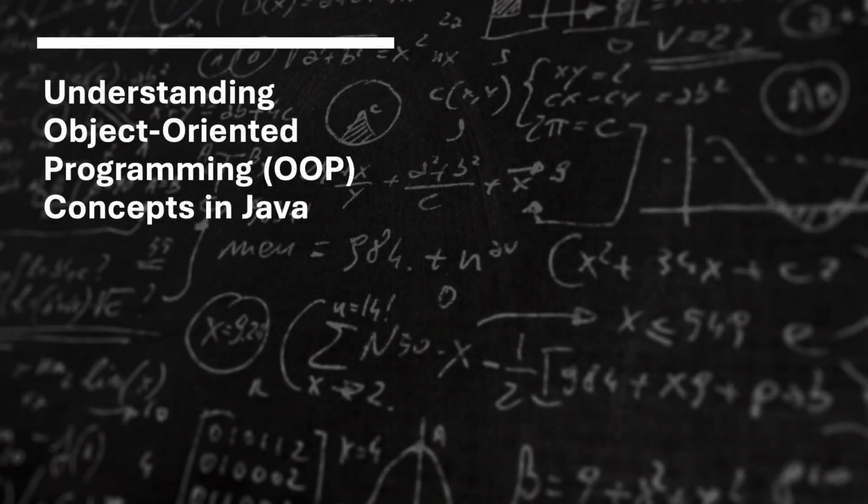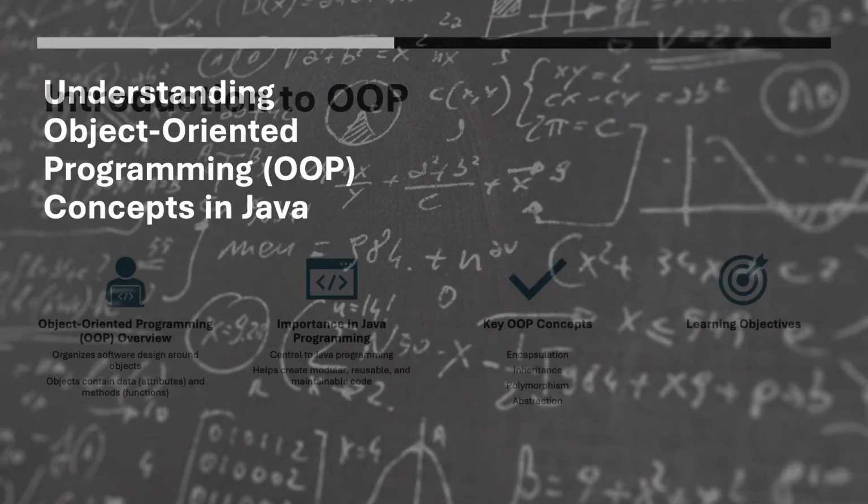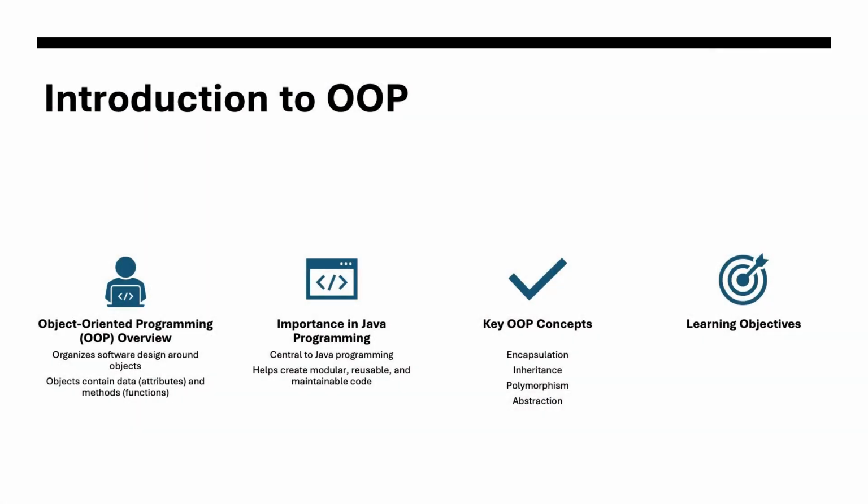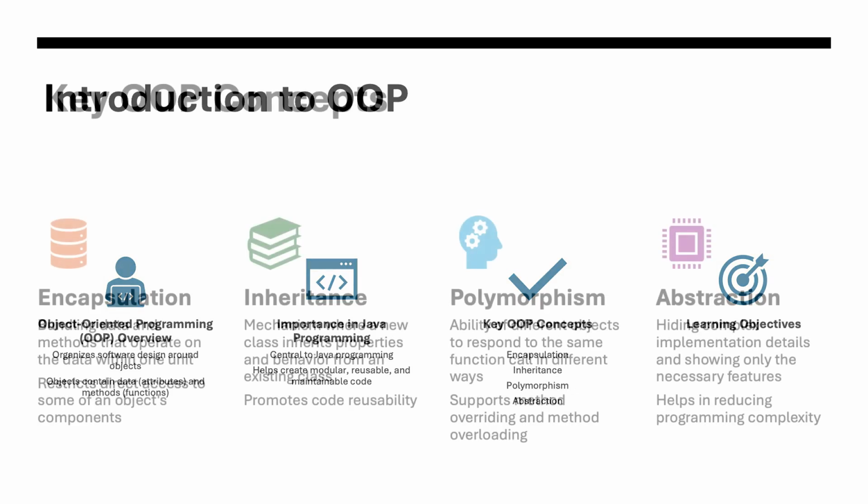Java is an object-oriented language, and in this lesson we're going to take a look at an introduction to object-oriented programming with Java. So let's go ahead and get started. In this lesson we'll delve into object-oriented programming, or OOP, in Java. We'll cover key concepts like encapsulation, inheritance, polymorphism, and abstraction, and understanding their importance in creating modular and maintainable code.